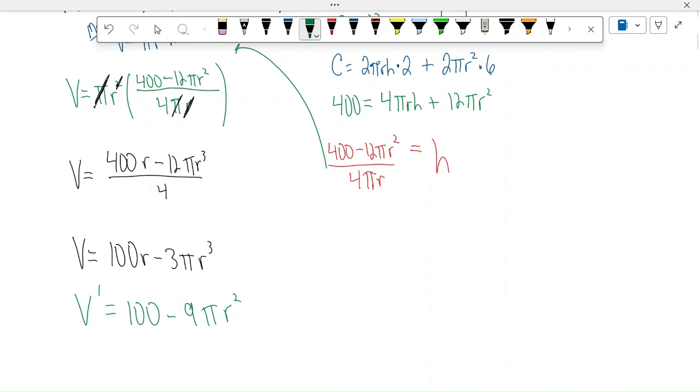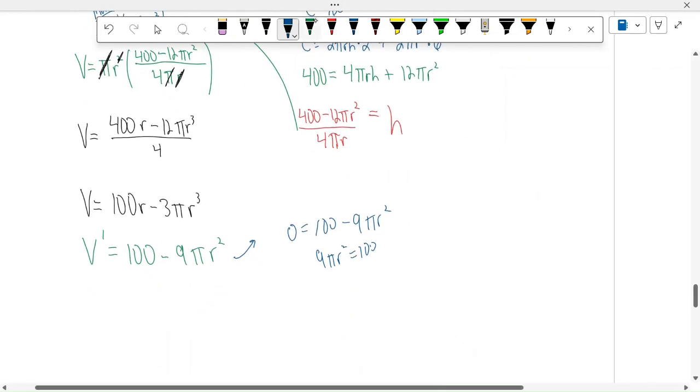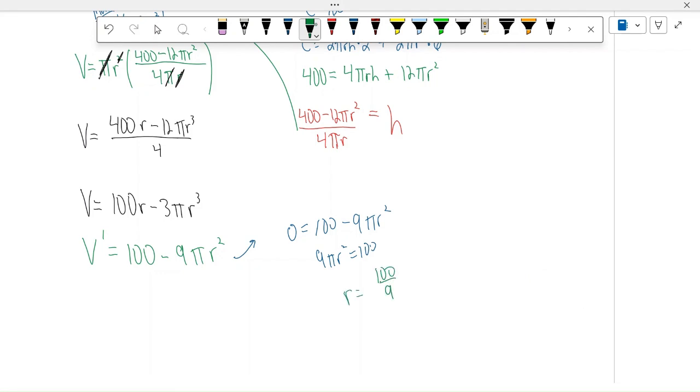I could do some algebra on this one, set it equal to 0. So 0 equals 100 minus 9 pi r squared. Add 9 pi r squared to both sides. We're just going to do some algebra to solve this equation for r. Divide both sides by 9 pi, and then take the square root. So here is my r value, my radius. I can use my calculator to get a decimal for that.